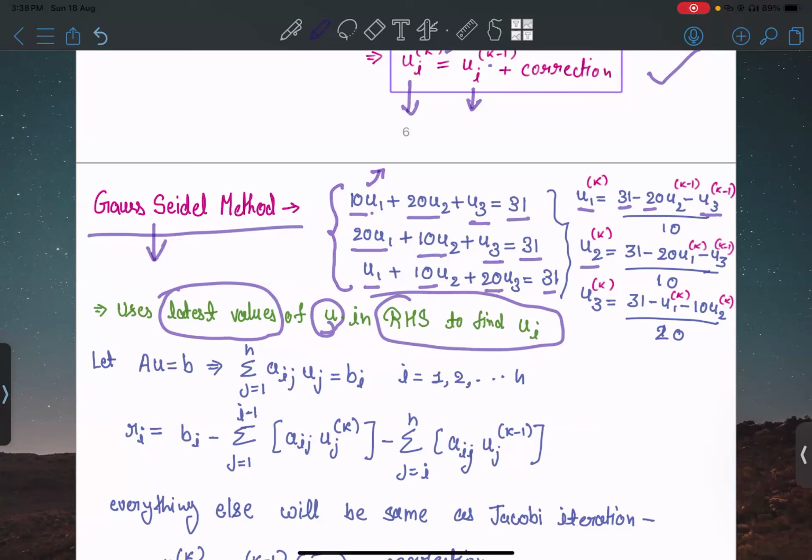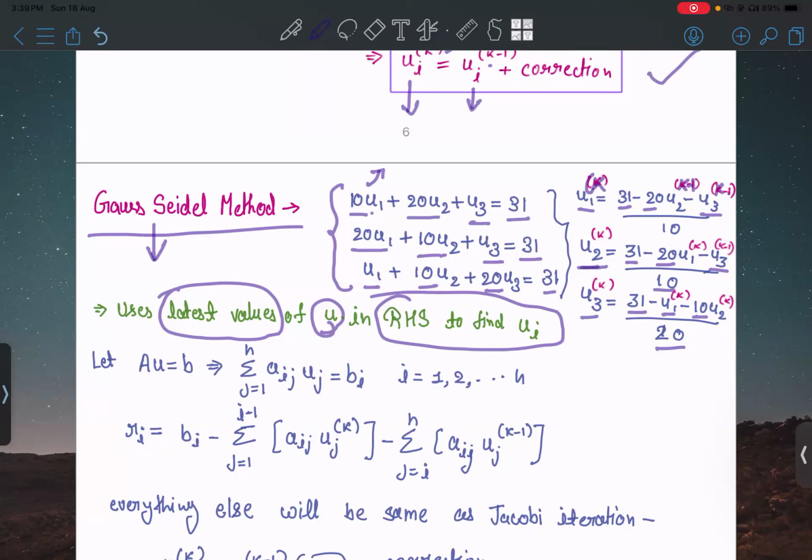Okay, similarly u2 will be equal to 31 minus 20 u1 minus u3 divided by 10. u3 will be equal to 31 minus u1 minus 10 u2 divided by 20. Okay, if it was a Jacobi iteration, what I would have done, the kth value will be equal to the k minus 1th iteration values in the right hand side. Okay, this will be the same as the Jacobi iteration.